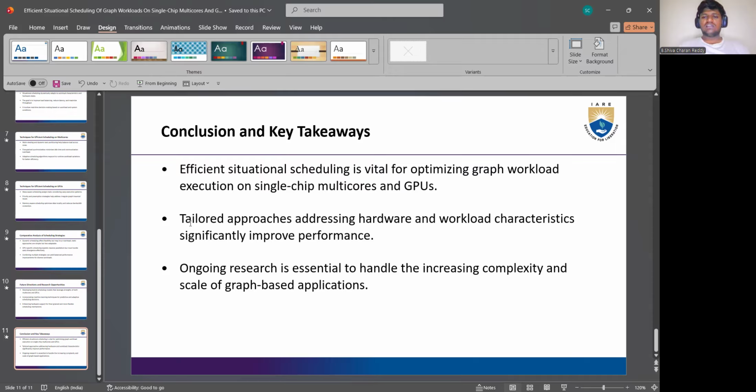Tailored approaches for the particular hardware, maybe the GPUs, the chips, directly influence the workload characteristics, and they also significantly increase performance. There is ongoing research to handle the increasing complexity and scale of graph-based applications. This is a very core technology, efficiently handling graph workloads on single-chip multi-cores and GPUs. If we are able to combine both and use it in regular life, it may reduce the workload by a lot and also increase computational processing power by a lot.